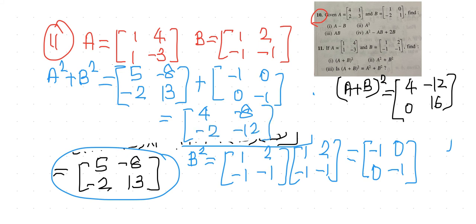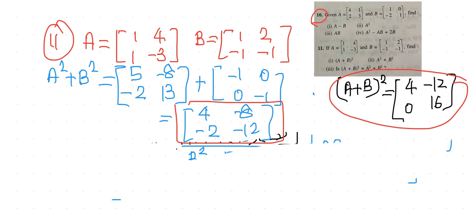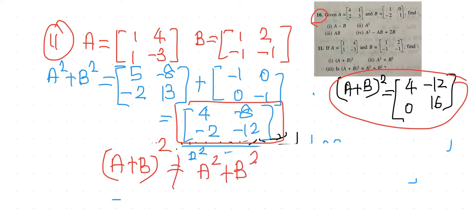So here you can see, children, that the value of a plus b square is this much and a square plus b square is this much. So what do you conclude? Are they same? No. So you'll be writing that a plus b square is not equal to a square plus b square. Okay, so this is what you are concluding. So this is the way this sum has to be done.